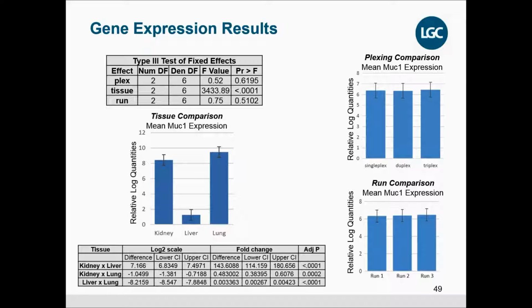So first, it's one thing to look at the overlay of the curves, but we want to try to visualize that in another way. So we created a bar chart, and we can see that we're on average maintaining those CQ values regardless of singleplex, duplex, or triplex. And this is shown for the 3 different assays, the MUC1, GAPDH, and the TBP.